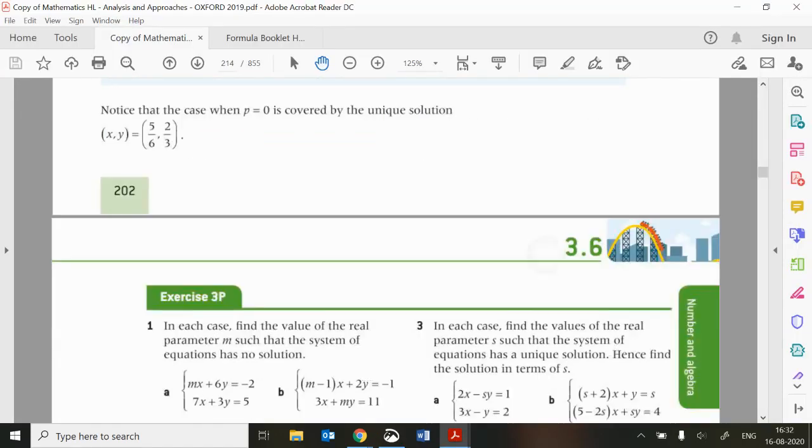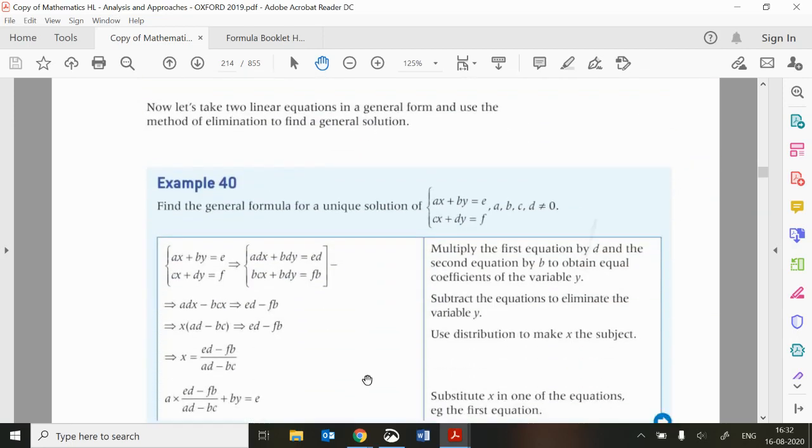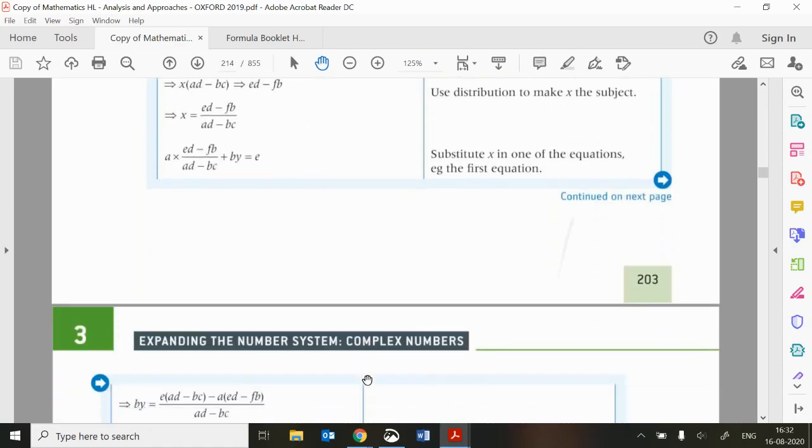That leads us up to exercise 3P. The exercise 3P has 4 questions there. These are really good algebraic questions to be doing. Now we have only 2 exercises after this until we finish the end of this exercise.